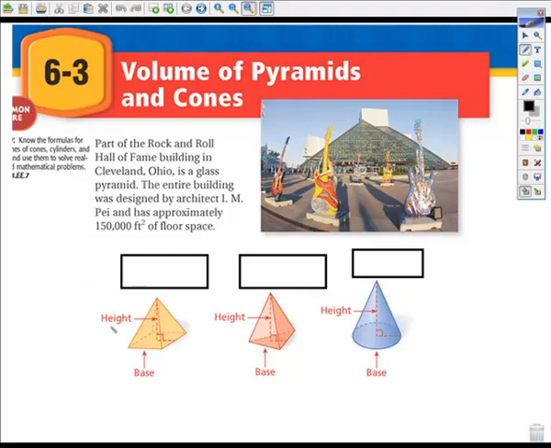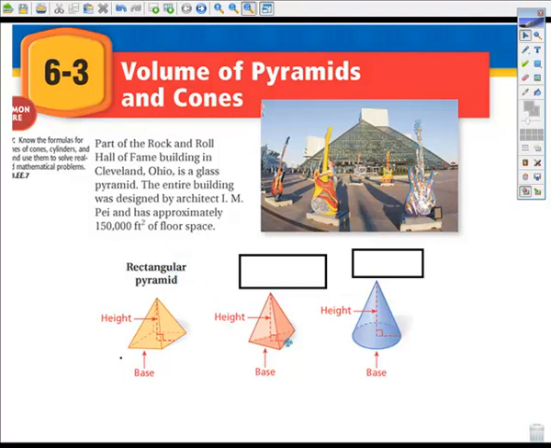Here, this first shape is an example of a pyramid, and we name pyramids just like we name a prism. We name it by their base. So the base here appears to be a rectangle, and all the faces of the pyramid are made of triangles. Remember, all the faces of a prism were made of rectangles, but a pyramid has all triangular faces, and then the base can be a different polygon. So go ahead and fill this in. This is a rectangular pyramid.